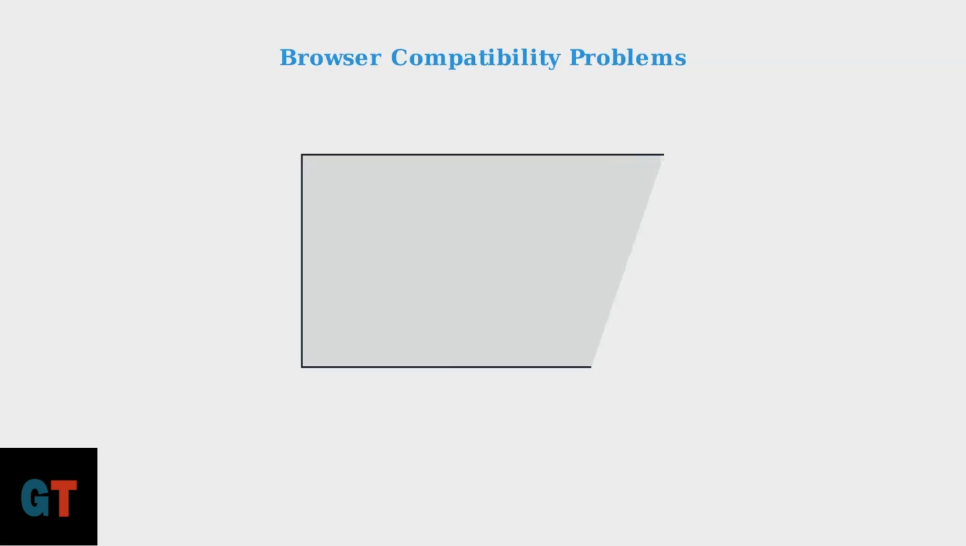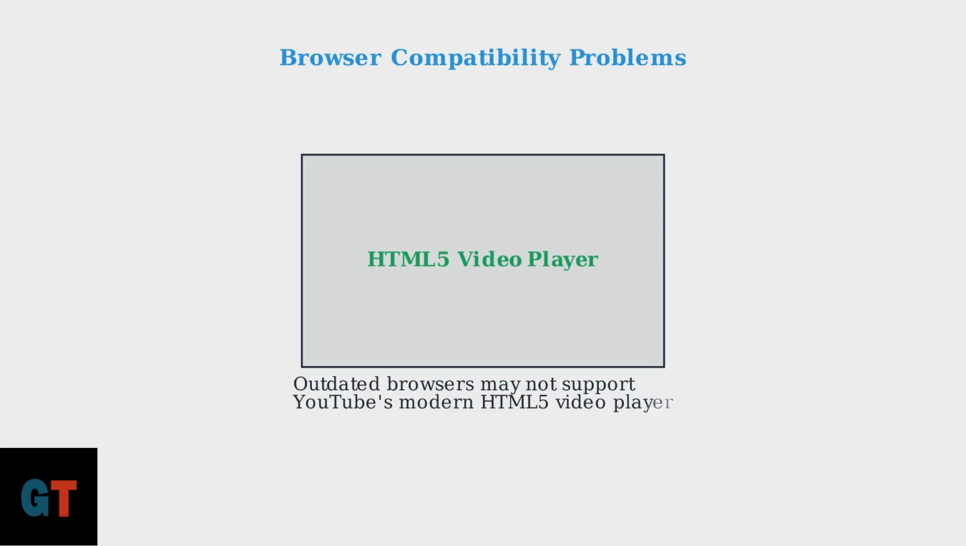Browser compatibility issues account for 25% of video display problems. YouTube relies on modern HTML5 video player technology, and outdated browsers may struggle to properly render videos or handle the platform's advanced features.